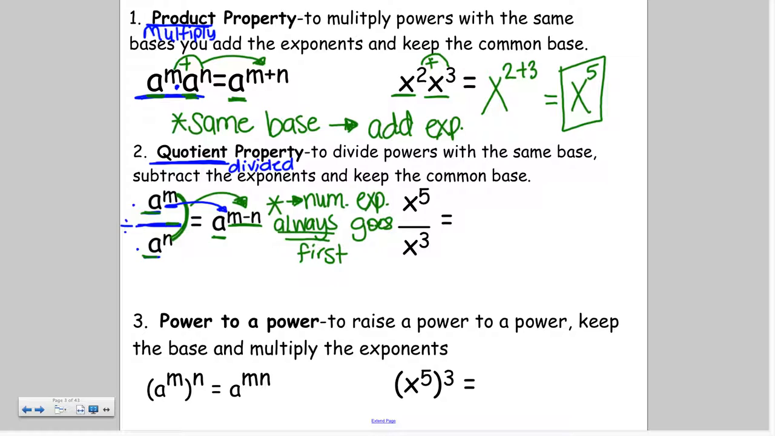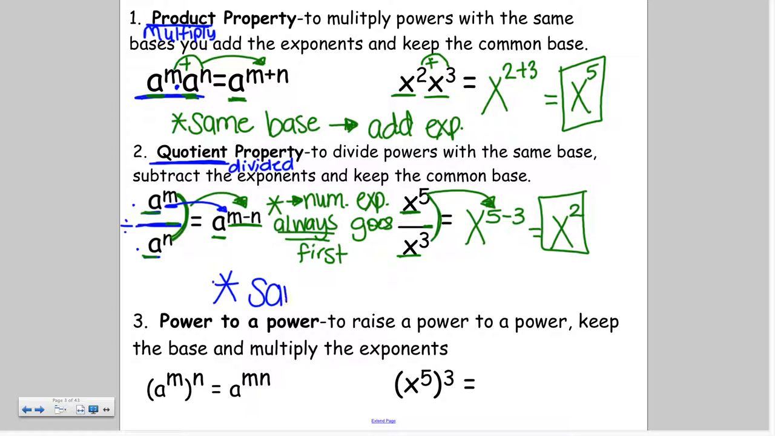So let's try it with this one. We have x as our base. So we're going to keep that base. Since we're dividing, we're going to subtract those two. My biggest one, or my one on top, goes first. So 5 minus 3, and that's equal to x squared. Now, it doesn't matter if the one on top is a smaller number, you're still going to put it first, all right? Now, your key point here that you need to remember is, if they have the same base, then I'm going to subtract my exponents. All right?